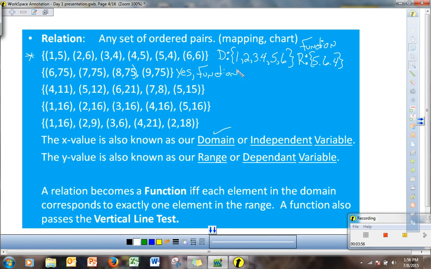But now picture this one here. I'm going to use LeBron. In the fourth game of the basketball season, LeBron scored 11 points. In the fifth game, LeBron scored 12 points. In the sixth game, he scored 21 points. In the seventh game, he only scored 8 points. And in the fifth game, he scored 15 points. And you're sitting there thinking, well, yeah, this could happen in real life, but this one's not a function. And I'll tell you why.